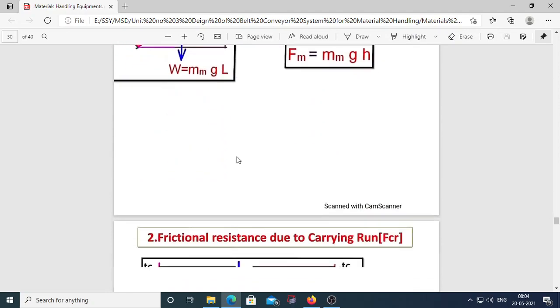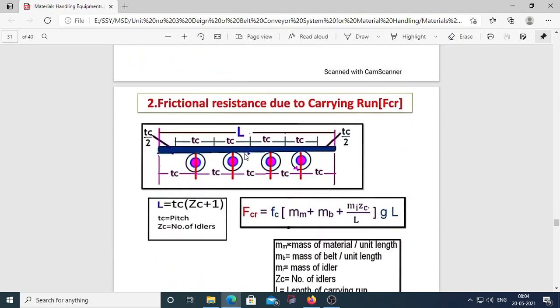Then the second one is the frictional resistance due to the idler. First, we want to calculate the frictional resistance due to the carrying run. Second is the frictional resistance due to the idler, but we want to calculate it for the carrying run. It is denoted by FCR. Carrying run is denoted by CR, and frictional resistance is denoted by FCR.